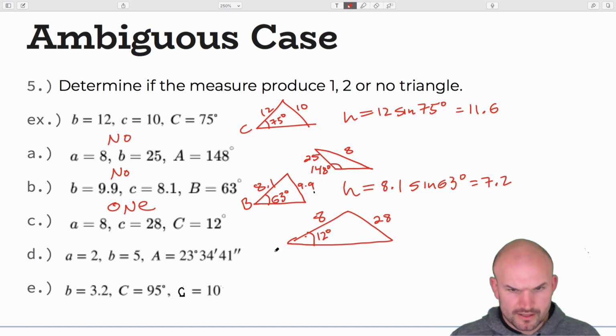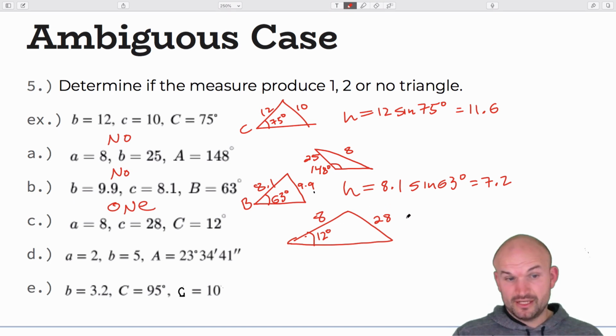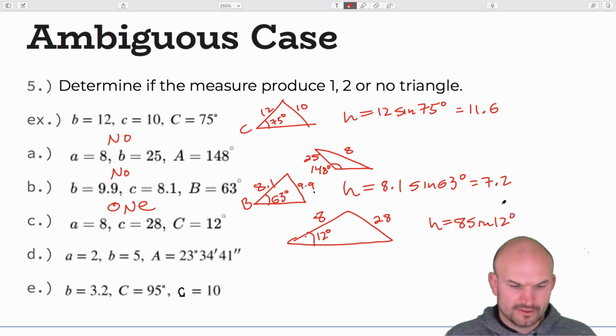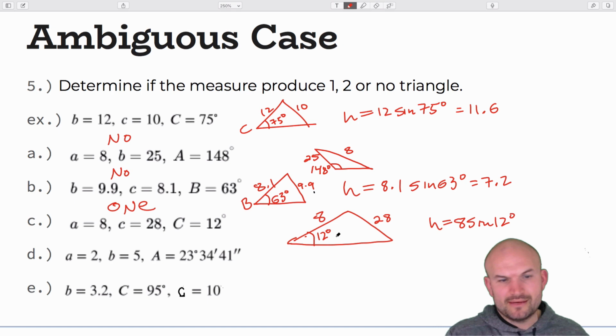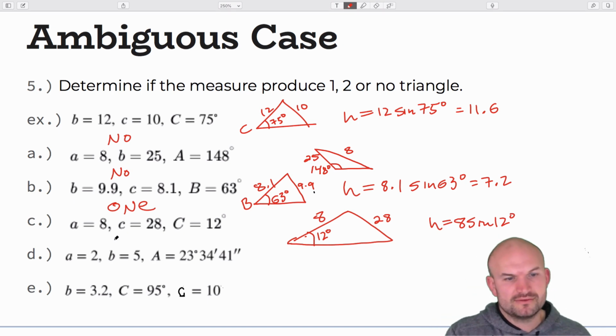All right, so now obviously it's going to be either 1 or none. So let's go and figure out the height. So that's going to be 8 times the sine of 12 degrees. So I'll do 8 times the sine of 12 degrees. That's going to be 1.6, which is obviously bigger. However, that cannot rotate into both of them. So therefore, there's only going to be 1 case that's going to work in that one.